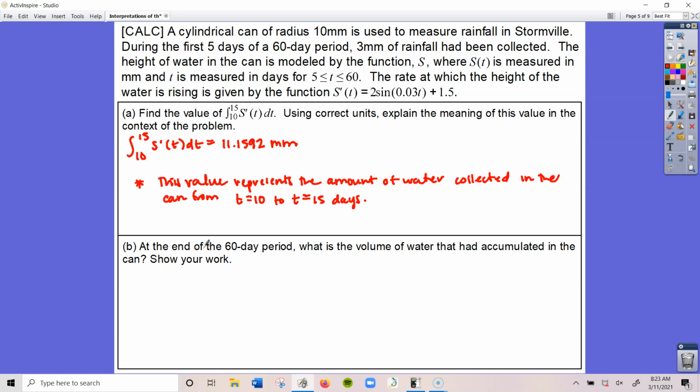Now it says here, at the end of the 60-day period, what is the volume of water that had accumulated in the can? So we have here that this function is only from 5 to 60 days. But we were told earlier that during the first 5 days of the 60-day period, so that's from 0 to 5, 3 millimeters of rainfall had been collected. So that means that if we want to find the total amount in the can, well, we want the volume, first of all, but we'll get there.